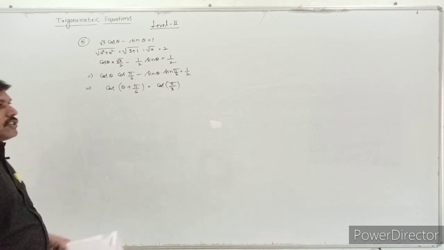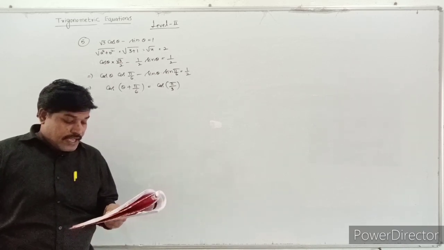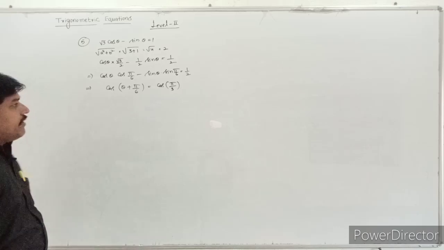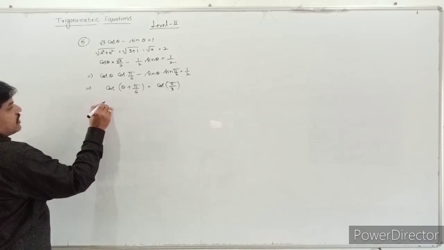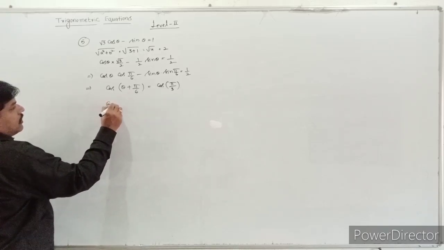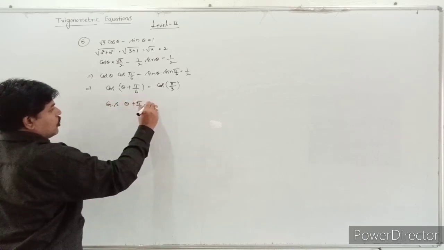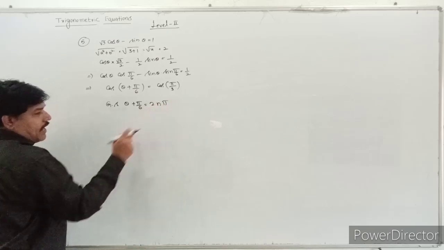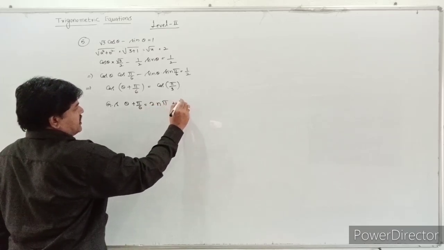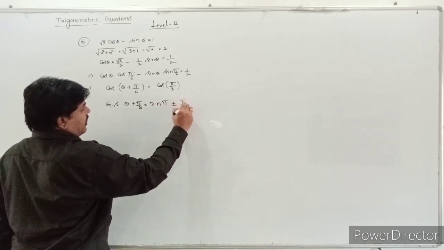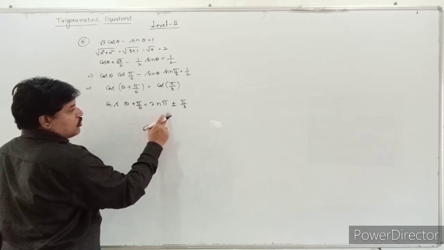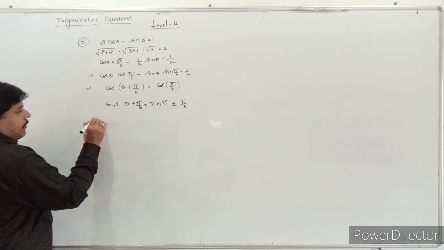So what is the question they are asking you? See that one. They are asking for the theta value. So what is the general solution first? The general solution is theta plus pi by 6 is equal to 2n pi plus or minus pi by 3.